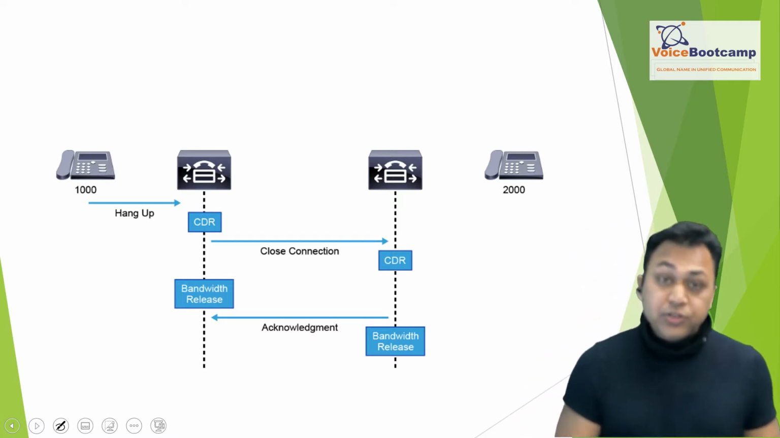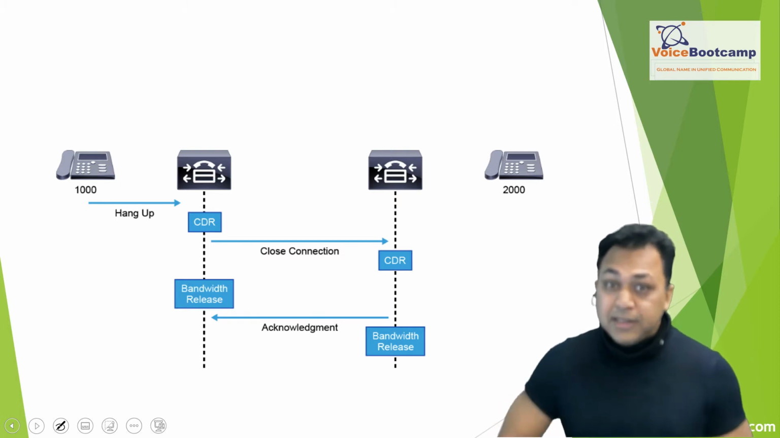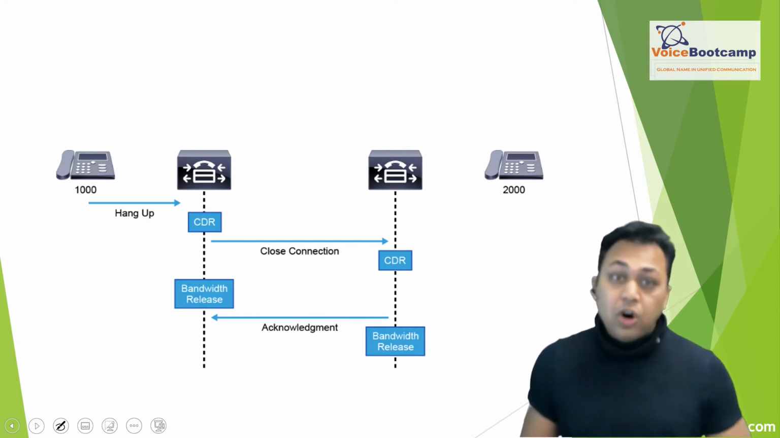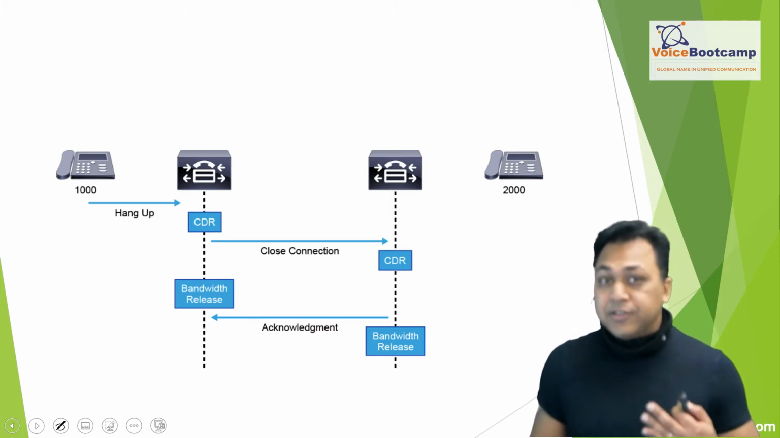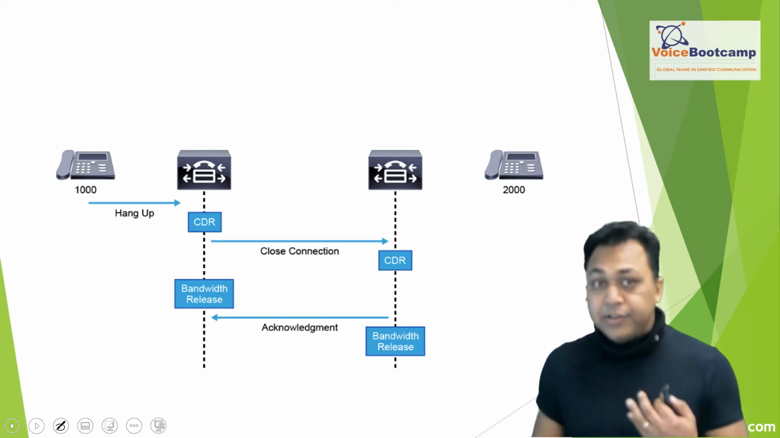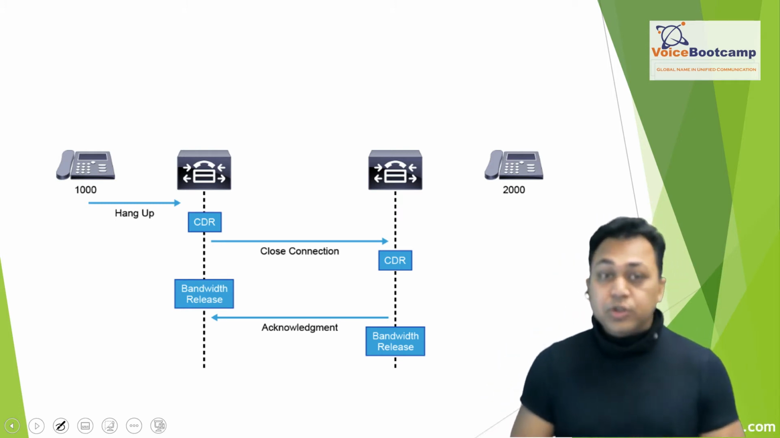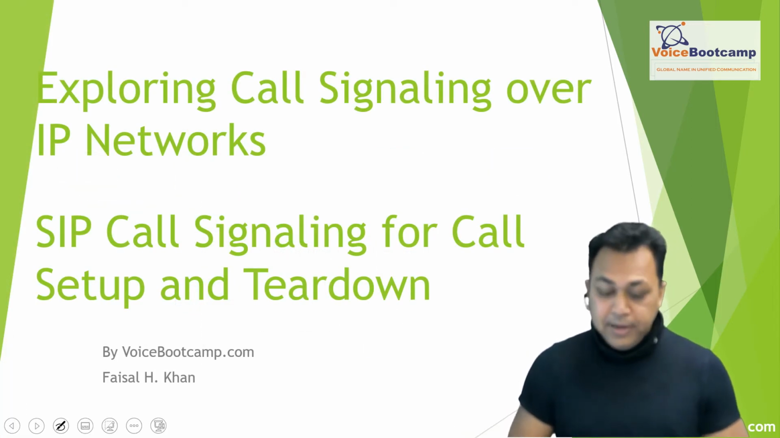Then it goes back to CDR. CDR will record the call as completed. Bandwidth will be released so that it can be allocated for all other calls. So these are the steps that take place as the call is in progress. And it is our job as engineers to have a good understanding of that so that we know exactly where the call could fail and why the call may have failed.